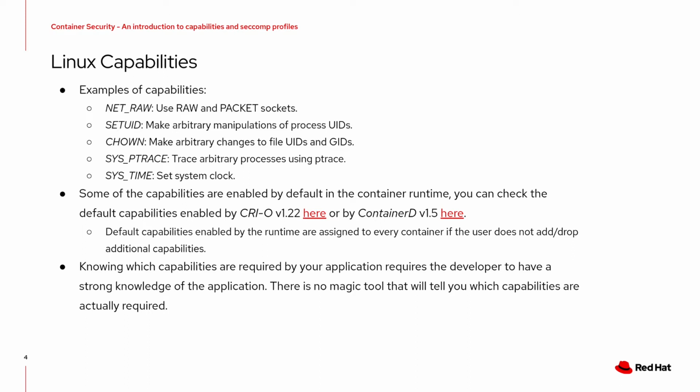Why do we talk about capabilities? Because sometimes we will need to use them on containers. And in fact, container runtimes already use capabilities. For example, you can check the default capabilities enabled by CRI-O in the link on the slides, and also the ones enabled by default by containerd. At the end of the day, as you know, containers are processes running on our system, so we can assign those capabilities to those processes which are containers.